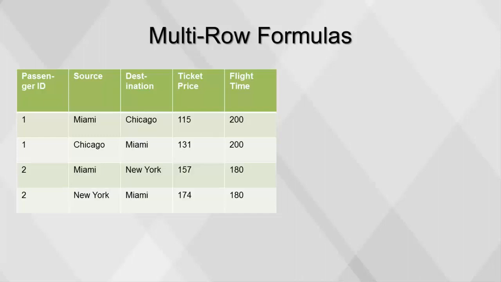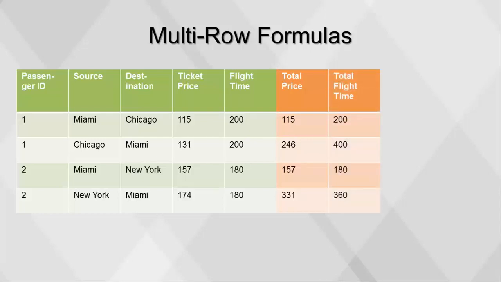round trip is displayed. Total price is a running total of ticket price, grouped by passenger ID. Notice how upon reaching the first row for a passenger ID, the sum starts over, and total price equals ticket price. Total flight time is a running total of flight time, grouped by passenger ID.